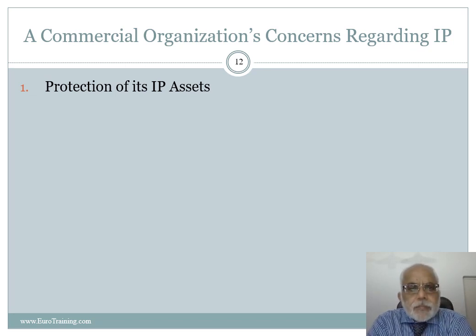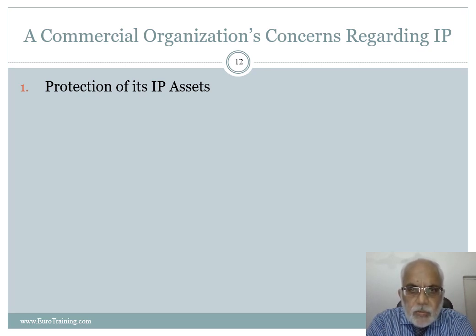Now let us look at what a commercial organization's concern about intellectual property is. Why would a commercial organization be interested in intellectual property? Or what are their areas of concern? Of course, the first logical thing is protection of the intellectual property assets. If you have created something new, you have made an improvement in your business process or your manufacturing process, or you have some confidential data in your company, you want to protect it.